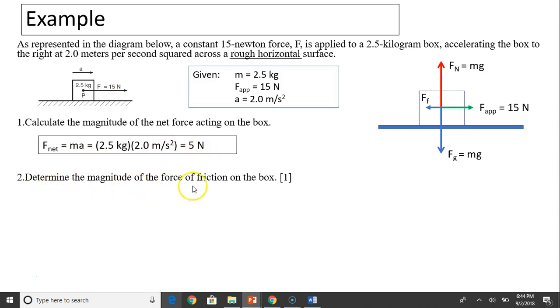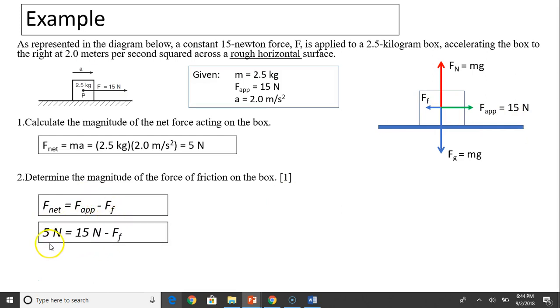Number 2, determine the magnitude of force of friction on the box. You may think force of friction is mu times Fn, but you don't know mu, so you can't use that equation. What is another equation that will give you force of friction? The other equation is the net force. Remember, net force is the sum of the forces. So net force is applied plus negative friction, or net force is applied minus friction. Net force we already know, 5 newtons. Applied force is 50 newtons. And you can solve for friction: it is 10 newtons. Obviously, it's to the left.